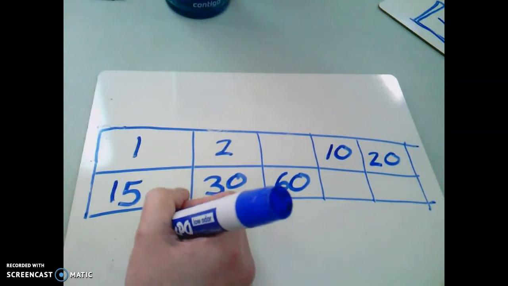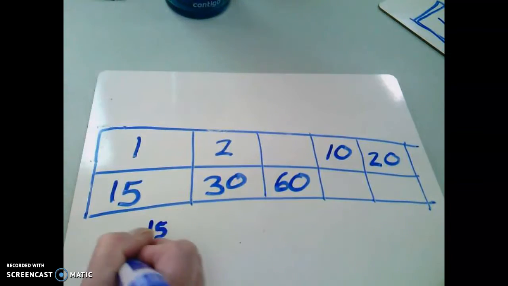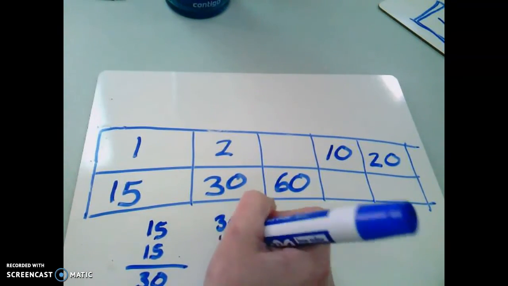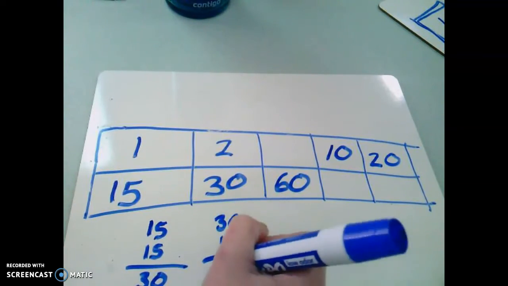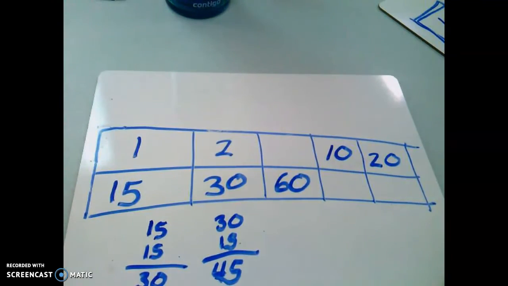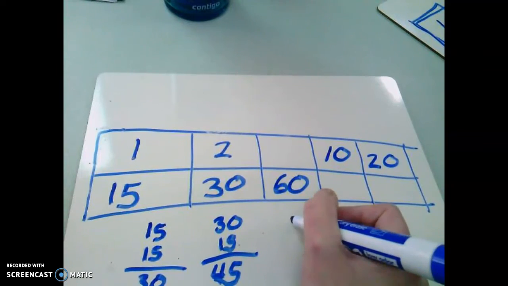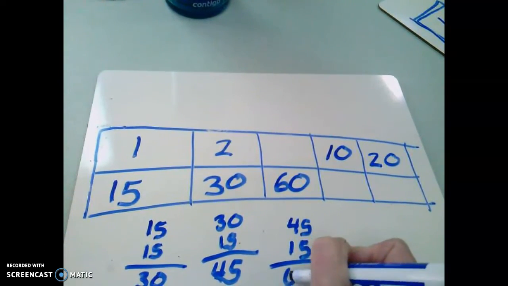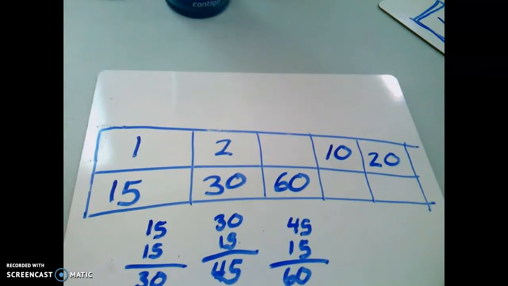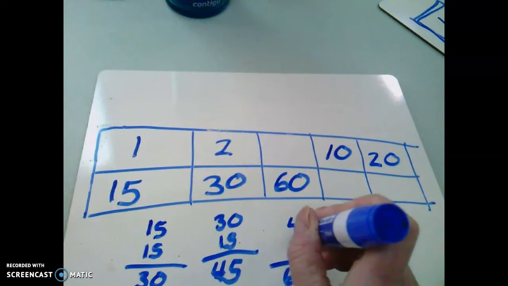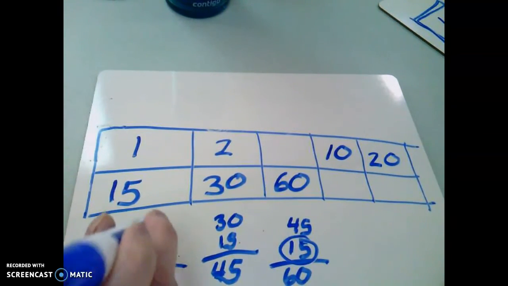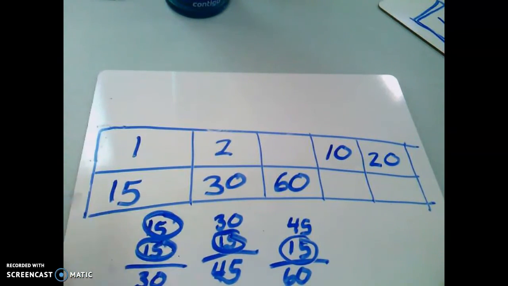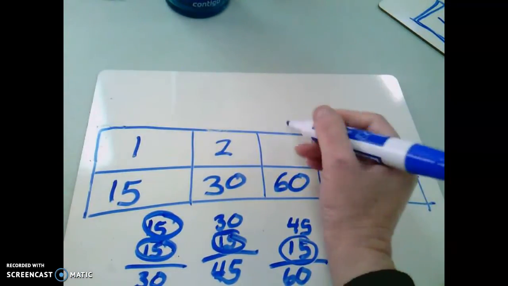So I could add them. I could say 15 plus 15 is 30. And 30 plus another 15 is 45. And then I could say, oh, well, 45 plus 15 equals 60. Oh, so how many 15s did I use? 1, 2, 3, 4 15s.